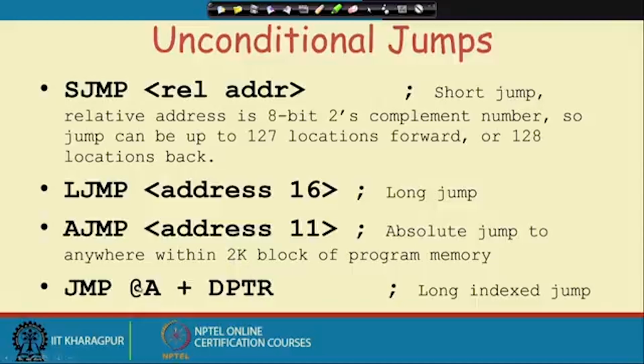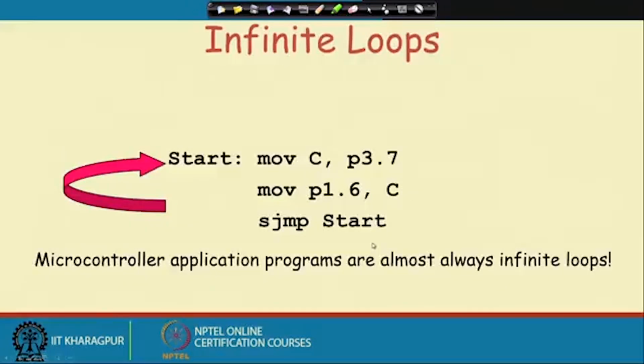The jump @A plus DPTR. So, this is long indexed jump. So, DPTR with that A value will be added, and the processor will jump to that particular address. So, you can create some small infinite loops in this fashion.